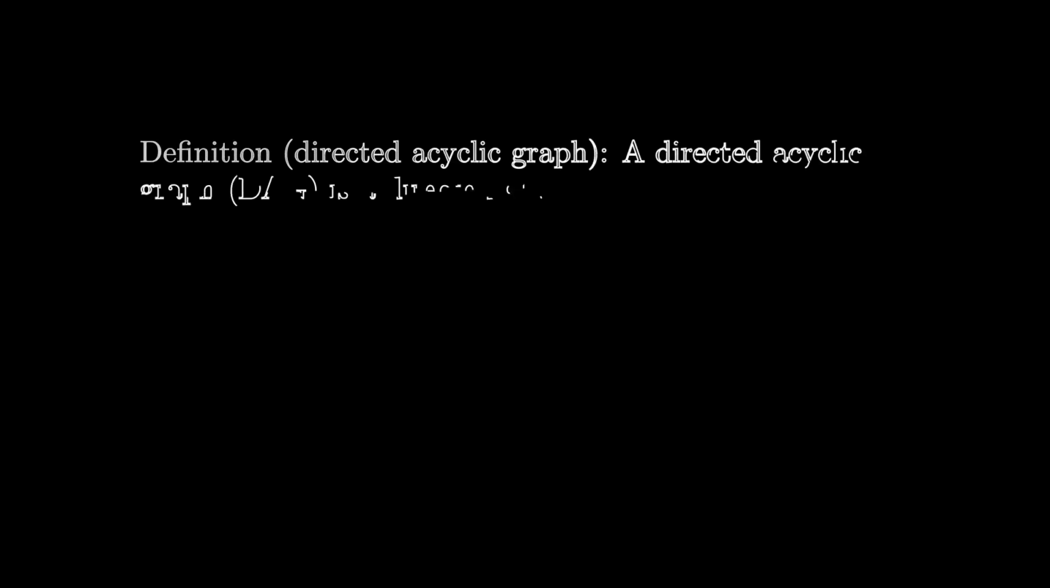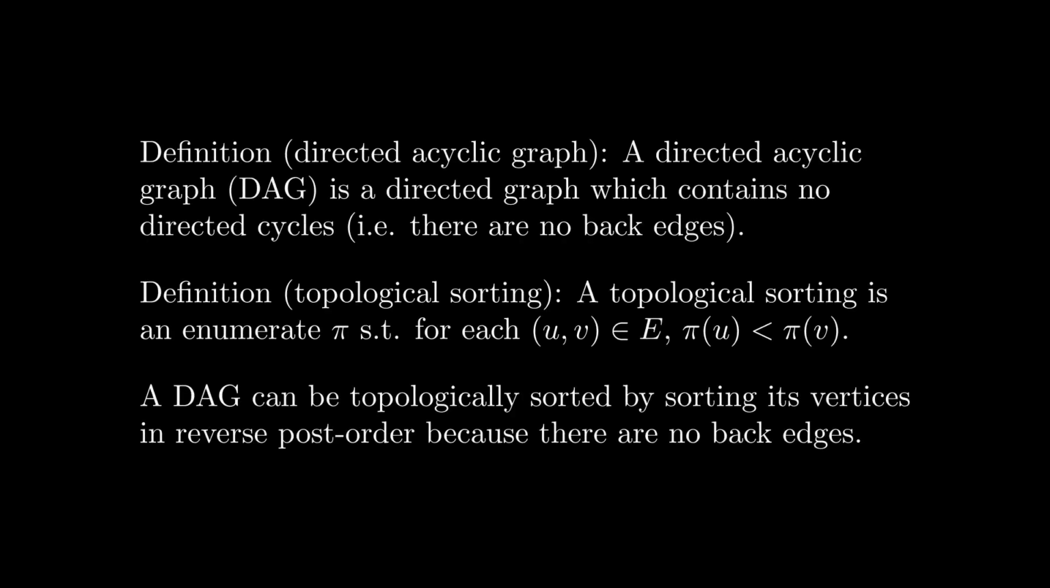A graph is a directed acyclic graph, or DAG, if and only if it has no back edges. We define a topological sorting for a DAG as some enumeration pi such that for every edge u, v in the graph, pi of u is less than pi of v. Note that since all edges except back edges have post v less than post u, we have that sorting vertices of a DAG in reverse post order gives us a topological ordering.